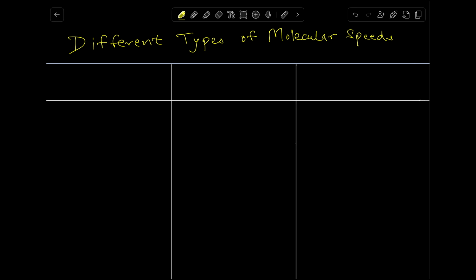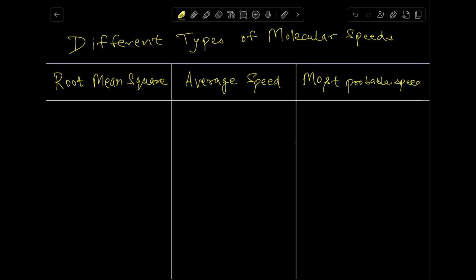Now we'll talk about different types of molecular speed. These are root mean square speed, average speed, and most probable speed. The expression for root mean square speed we discussed in the last lecture as well. Under root of u1 square plus u2 square up to un square divided by total number of particles, that is n. Similarly for u average, it is u1 plus u2 up to un divided by n. For most probable speed, there is no such expression.